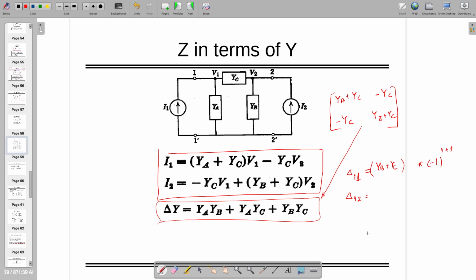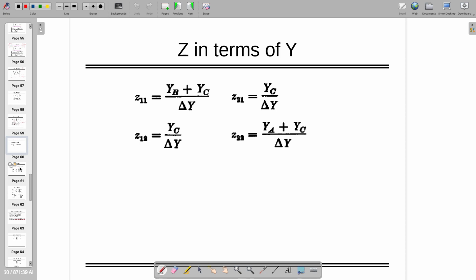And similarly, you can find out other parameters also, delta 1, 2, which is here. So, yb plus yc divided by delta y. It has been incorporated. Delta 1, 2 is minus yc times minus 1 raised to 1 plus 2, right? So that's how it becomes plus yc, and which is coming here, right? So this way you can find out z in terms of y.